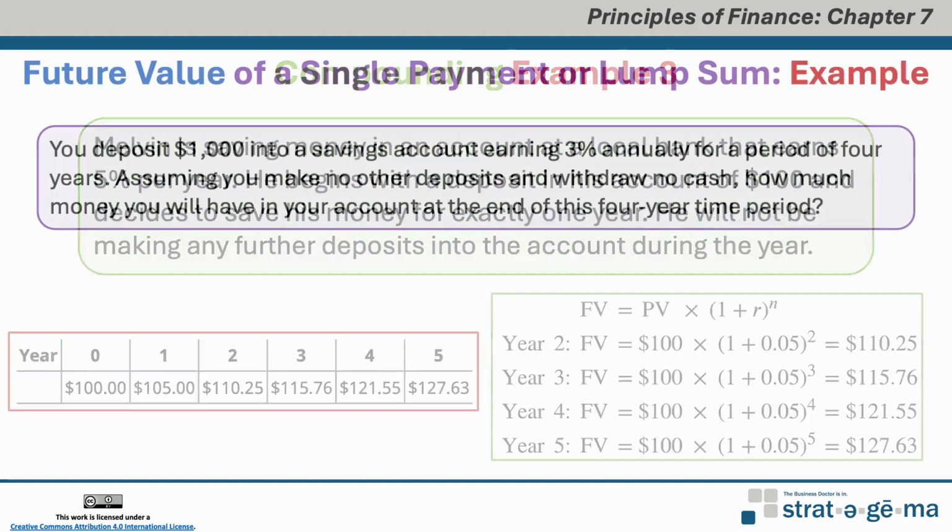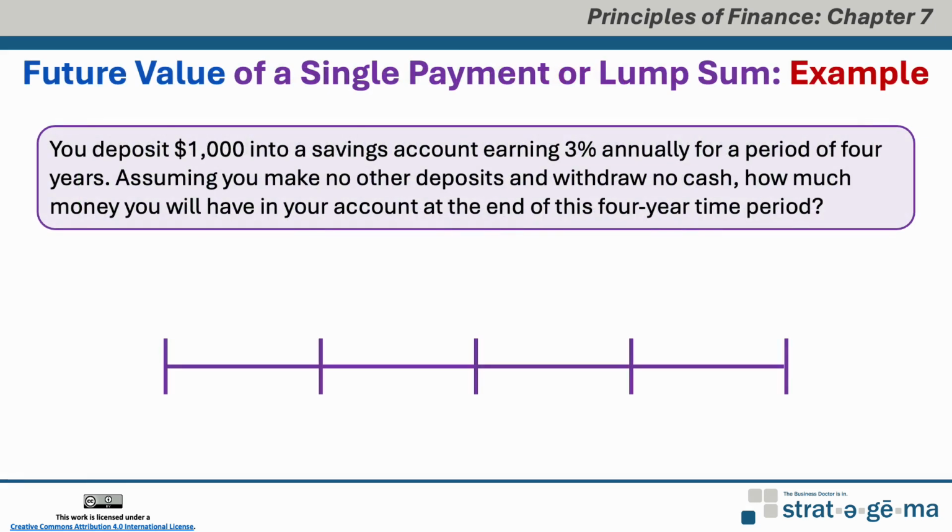So here's an example where we'll calculate the future value of a single lump sum, just like we did before, but now with some timeline context. You'll deposit $1,000 into an account earning 3%, this time for a period of 4 years, and you make no other deposits and withdraw no cash. How much will you have in your account?